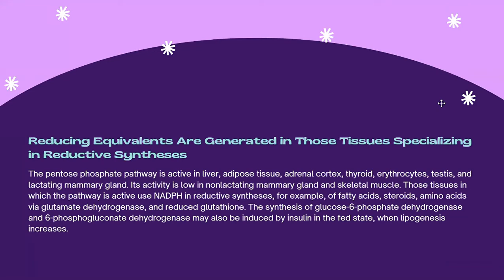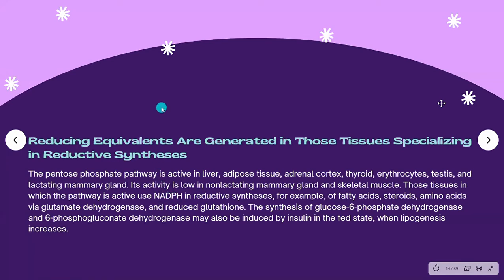Reducing equivalents are generated in those tissues specializing in reductive synthesis. What do you mean by this? Synthesis, you know what is synthesis? Making bigger molecules out of small molecules. But when you say reductive, it needs a reductant. And the particular reductant is NADPH.